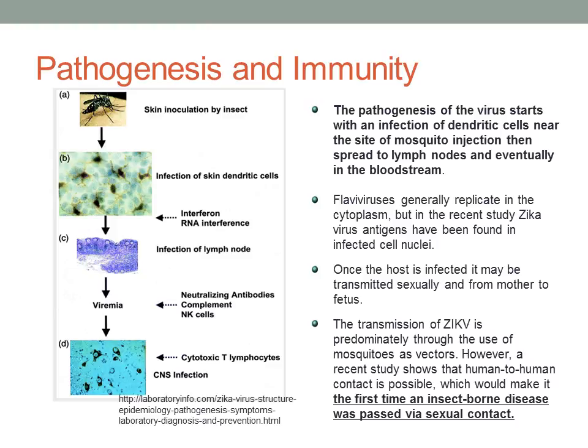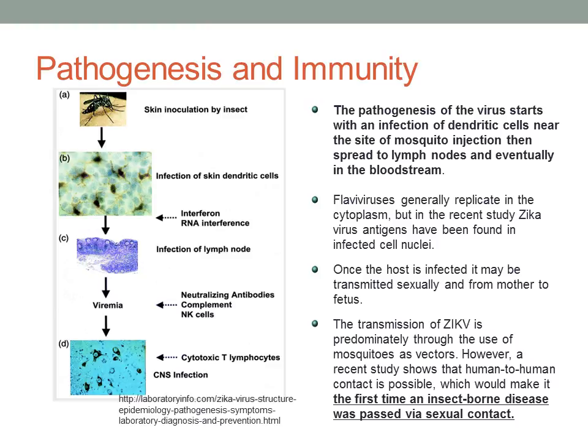As illustrated on the left, the diagram simplifies the pathogenesis of the Zika virus. As we can see, the pathogenesis of the virus starts with the infection of dendritic cells near the site of the mosquito injection, then spreads to lymph nodes and eventually the bloodstream. Flaviviruses generally replicate in the cytoplasm. However, in a recent study, Zika virus antigens have been found in the infected cell nuclei. So, once the host is infected, it may be transmitted sexually or from the mother to the fetus.